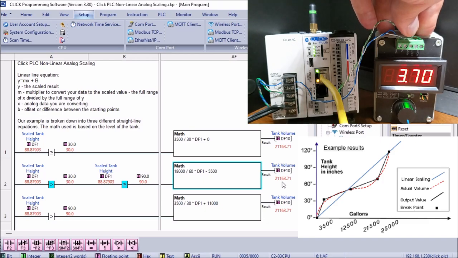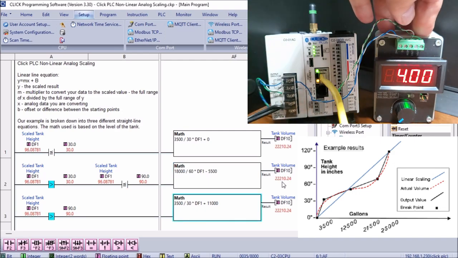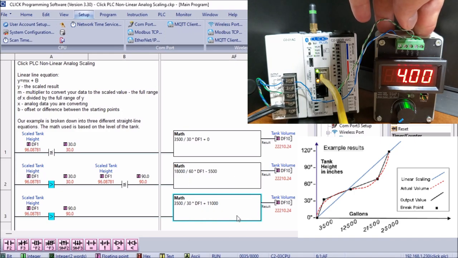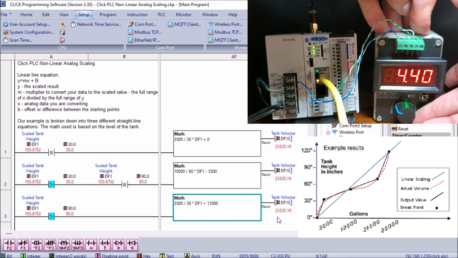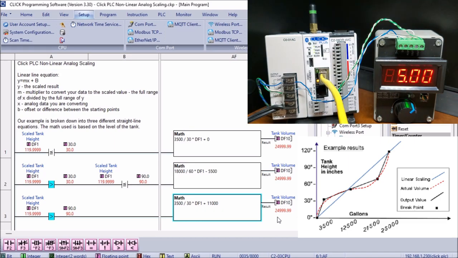Now, once we go above 90 to 120 inches, then we have that last section that we deal with. And you can see here that we are actually using that last section and we're still increasing our volume. So let's go back up to the maximum, which would be the 120 inches. And 120 inches would be 5 volts going in. And then we have 25,000 or 24,999.99, which is very close to what we are calculating. And then we can just go all the way back down and you can see how it passes through each of those segments on our way down.